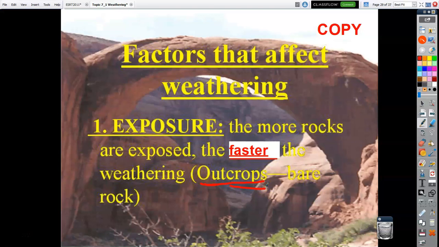So those are going to be the rocks that are going to break down the fastest, the ones up here on the surface. The rocks that are 200 feet below us are not going to break down, right? They're covered by soil and they're protected. So the more they're exposed, the faster they're going to break down. That's just common sense, I think.